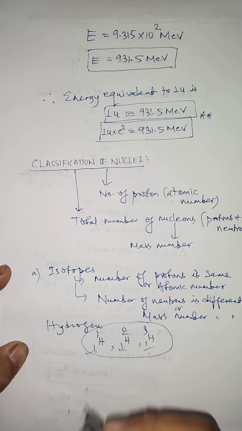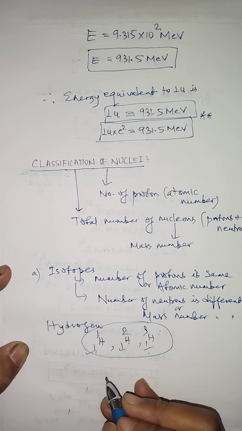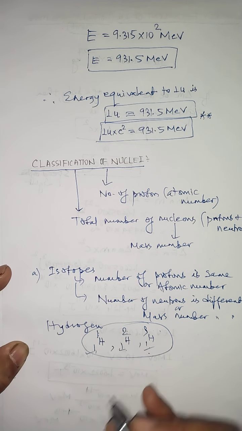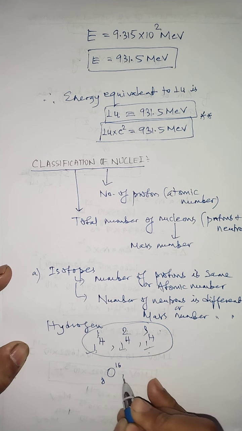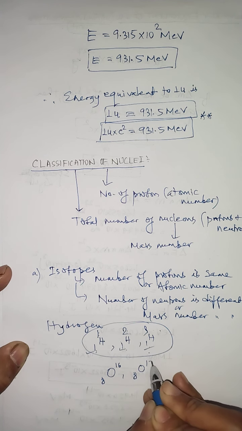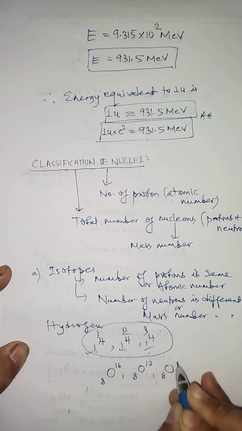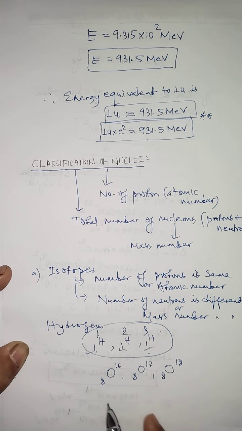Now, similarly, we have another example of an element where we see the isotopes, like oxygen, O-8-16. Similarly, O-8-17 you have learned, and O-8-18. Yes, these are the isotopes of oxygen. So how many isotopes does oxygen have?